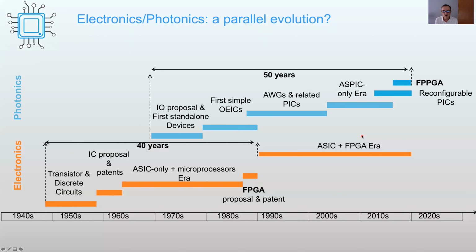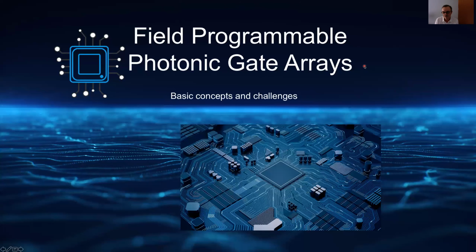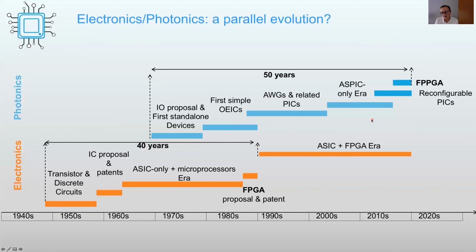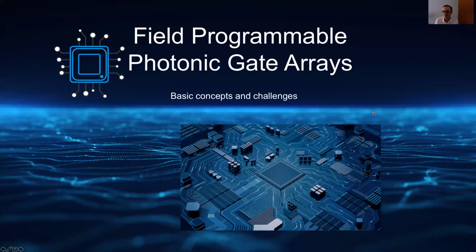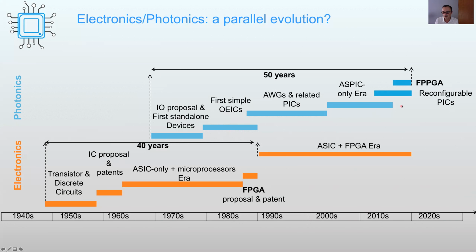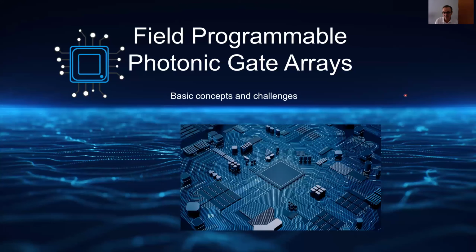So if we compare the evolution of programmable electronics and programmable photonics, we see that roughly the evolution is in a way similar with some difference in between the periods of the main events happening. But we see that we have had now already like 50 years from the first integrated optic discrete elements were proposed until these field programmable gate arrays have been proposed in the market.